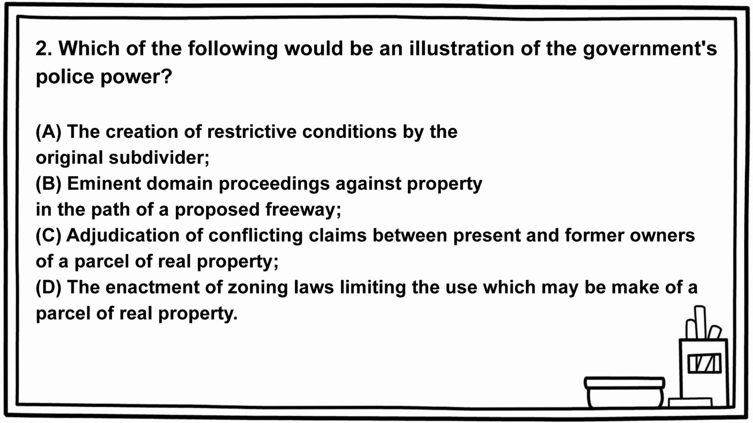2. Which of the following would be an illustration of the government's police power? A. The creation of restrictive conditions by the original subdivider. B. Eminent domain proceedings against property in the path of a proposed freeway. C. Adjudication of conflicting claims between present and former owners of a parcel of real property. D. The enactment of zoning laws limiting the use which may be made of a parcel of real property.